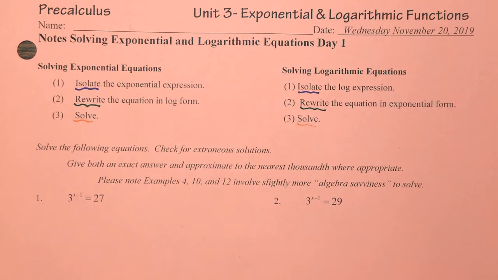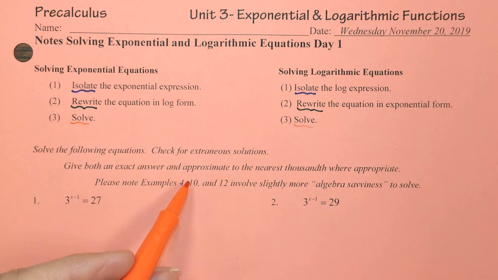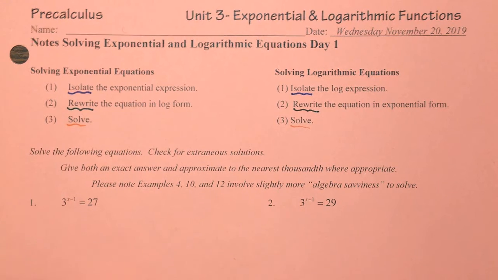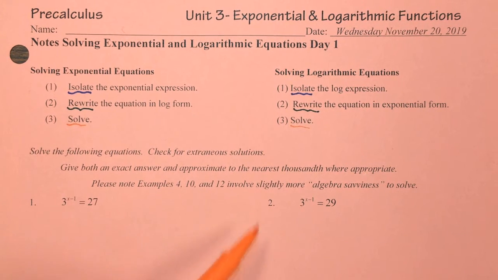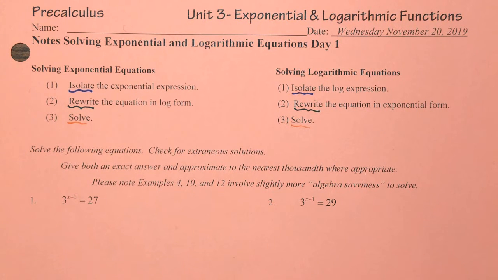So, it says to solve the following equations, check for extraneous solutions. Give exact and approximate answers, so we're going to want to make sure that we have our calculators and that we've read the directions about rounding to the nearest thousandth. And then there's a note here about a few of the examples that involve a little bit more algebra savviness, so you may want to save those until the end.